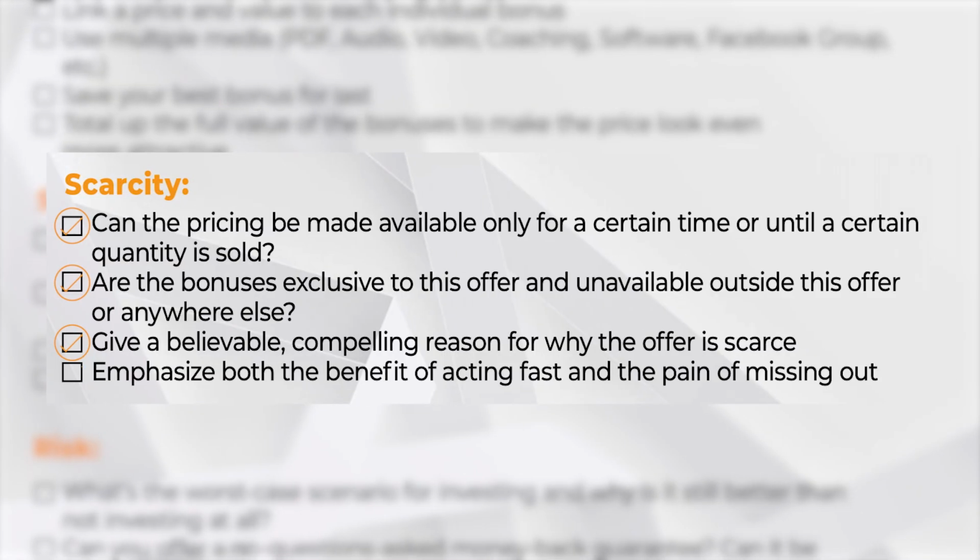The last checklist on scarcity is emphasize both the benefit of acting fast and the pain of missing out. So people generally do one or another. I find it's more powerful if you go from both angles, carrot and stick.